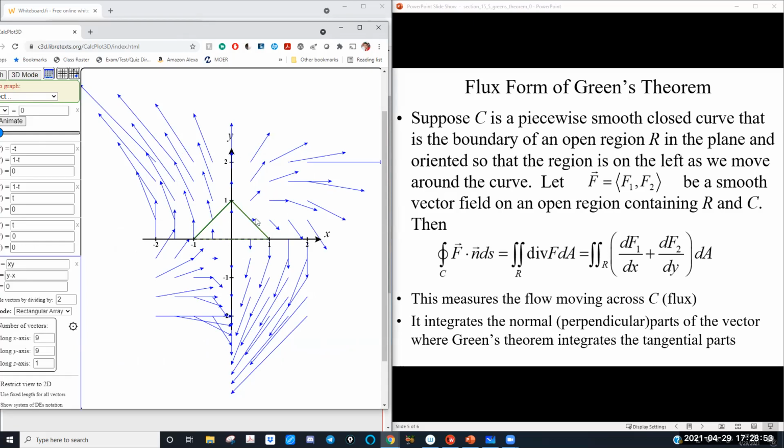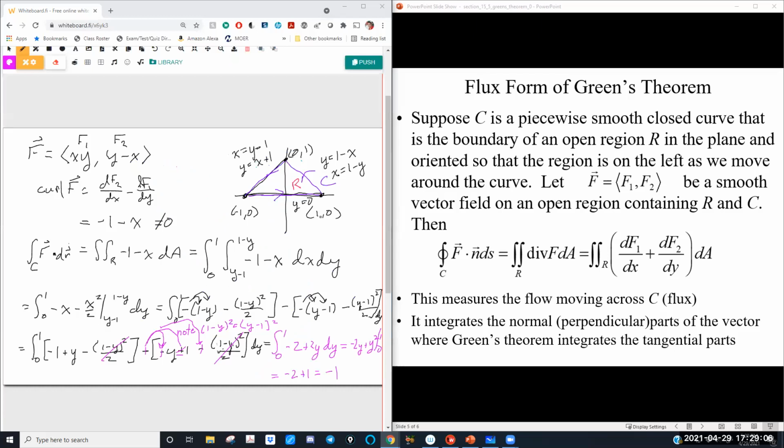We have more vectors pointing out of our region than we do pointing in. So we're going to expect this flux to be positive. But let's see what we get. We're going to do the exact same vector field, the exact same region. All we got to do is do the divergence. So I'm actually going to use a different whiteboard because here's what's nice. We've already done a good portion of the work.